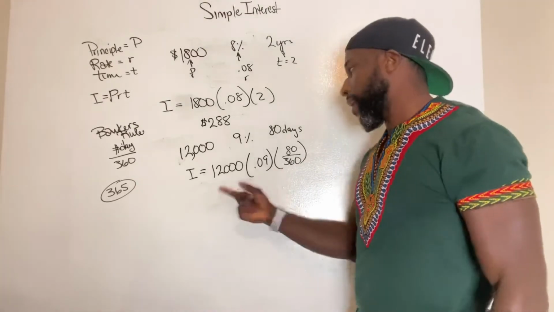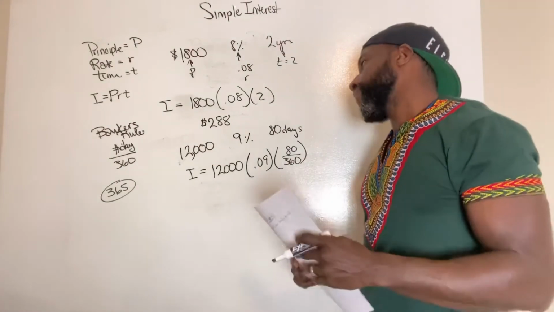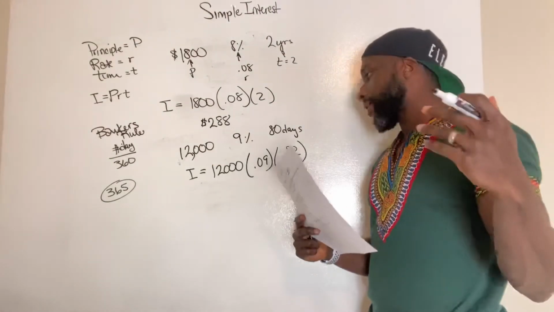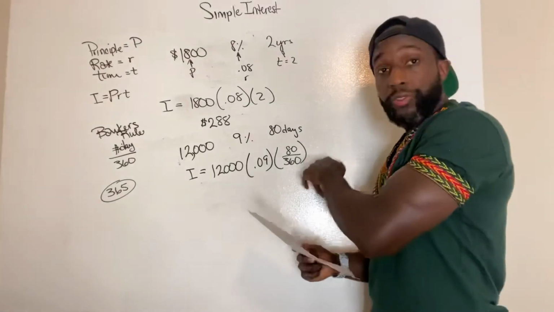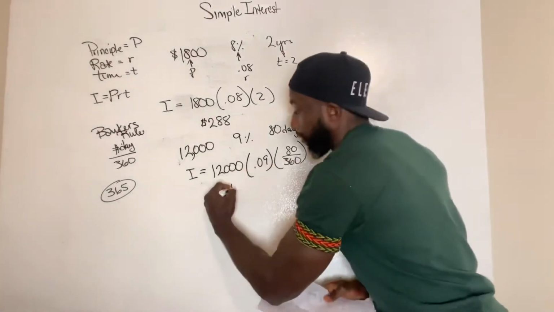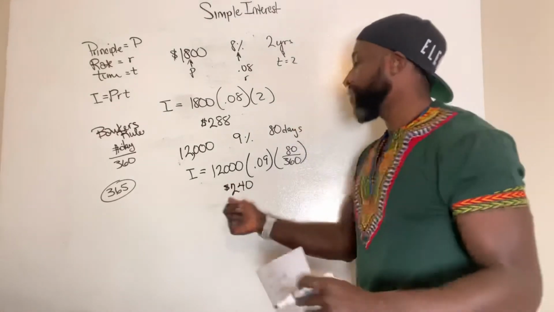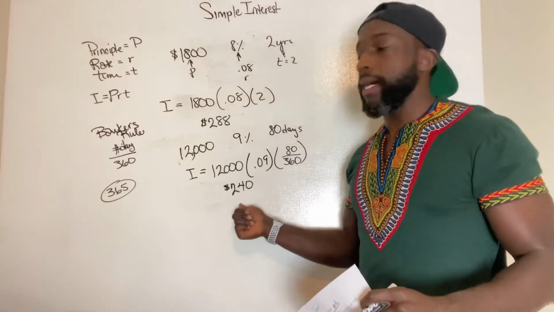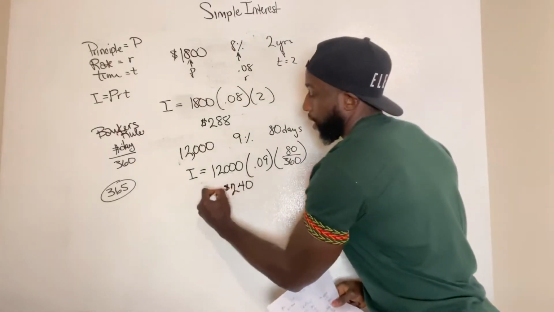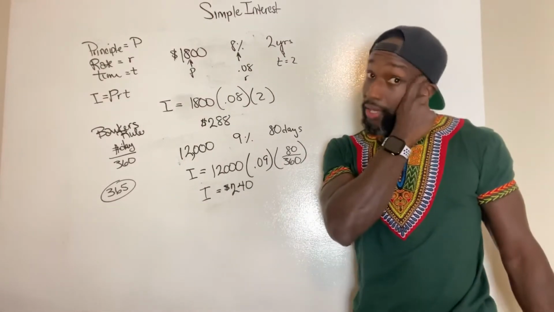Okay? Now, again, to do the math, let's plug it into your calculator. 12,000 times 0.09 times 0.222 repeated, that's what 80 over 360 is, will give you a total of $240, right? And so that's how much interest is going to accrue over this 80 days, okay? That's quite a bit of interest, right?